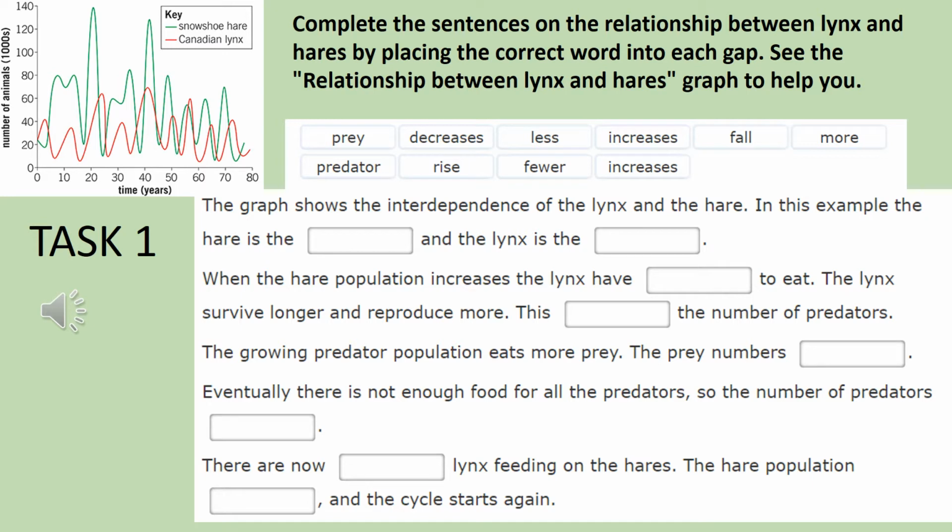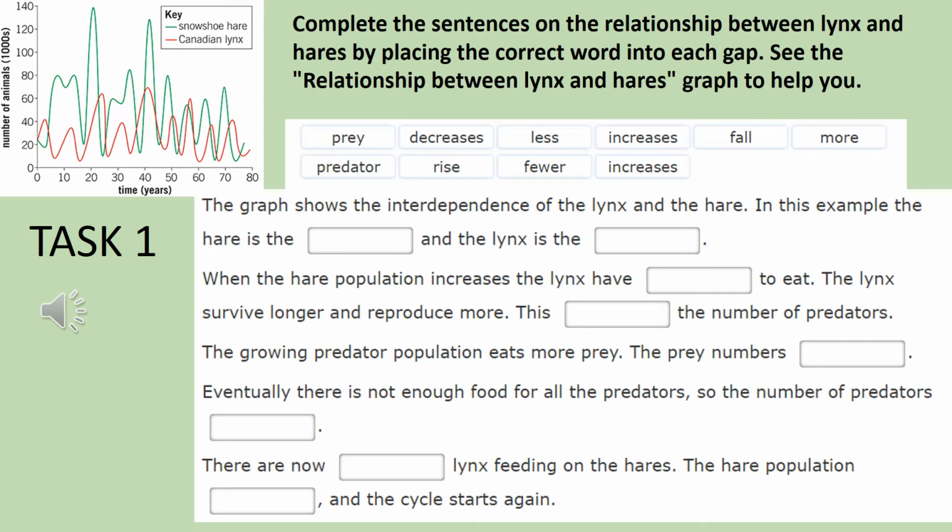Complete the sentences of the relationship and what's happening. The words are given to you. The graph shows the interdependence of the lynx and the hare. In this example, the hare is the, and the lynx is the. When the hare population increases, the lynx have to eat. The lynx survive longer and reproduce more. This, the number of predators. The growing predator population eats more prey. The prey numbers, eventually, there is not enough food for all the predators. So the number of predators, there are now fewer lynx feeding on hares, the hare population, and the cycle starts again.